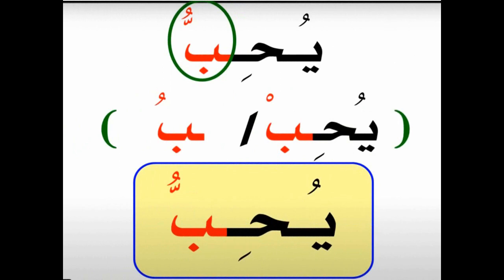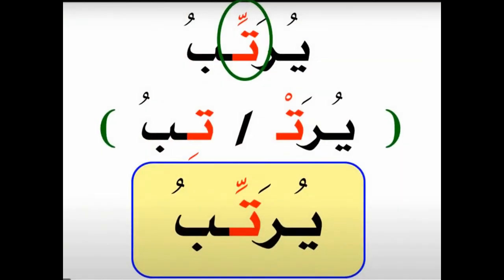Now let's give other examples. Look at this verb yuhibbu. We join them together and we say yuhibbu, verb to love. Okay, so this is another example. Let's move to see another one. Yurattibu. Look at the letter ta, and we have the stress. Under that stress we have kasra. Yurattibu, organize.